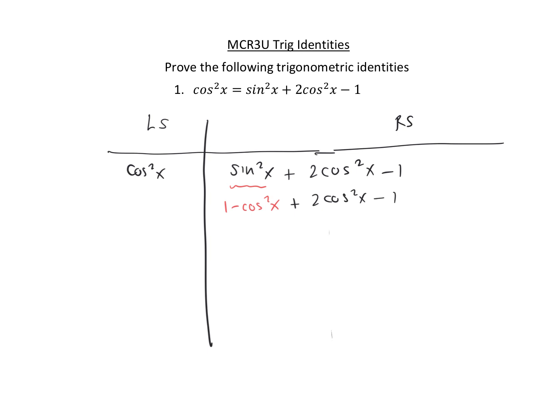Then I'm going to collect like terms. 1 minus 1 is 0, so that gets rid of the 1. And then minus cos squared plus 2 cos squared is just 1 cos squared. So all I'm doing here is collecting like terms. I replaced sine squared with something with cosine because there wasn't one on the left, so I don't want one on the right. So sine squared equals 1 minus cos squared, and then all I had to do was collect like terms, and then the left side equals the right side.